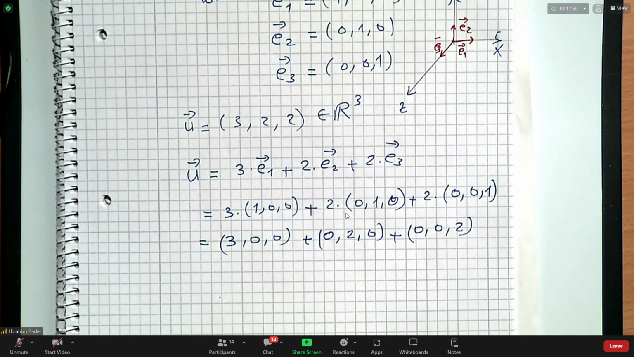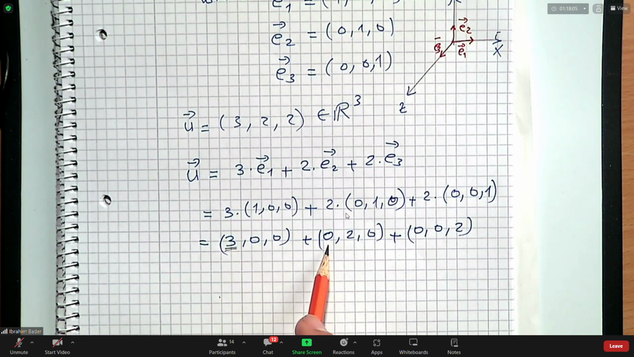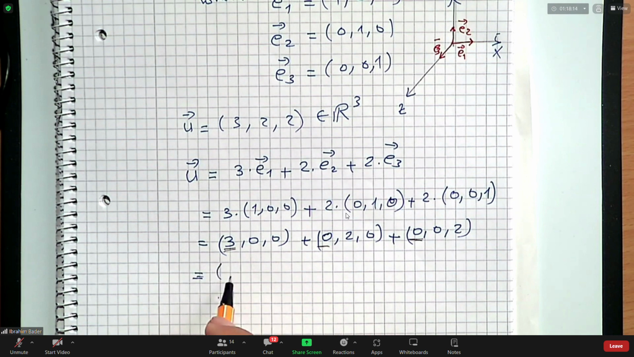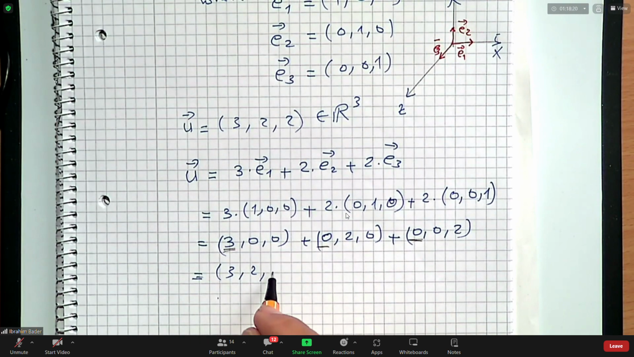Now adding up the components of a vector, you add the corresponding coordinates there. So 3 plus 0 plus 0 gives me 3. 0 plus 2 plus 0, 2. And 0 plus 0 plus 2, 2. Which is equal to U.